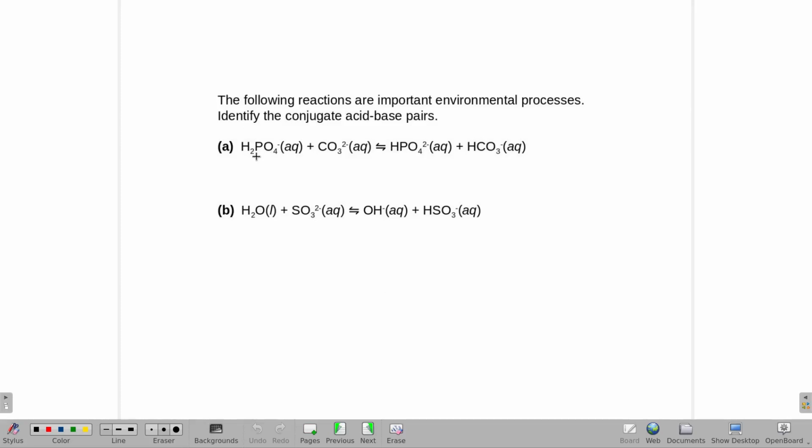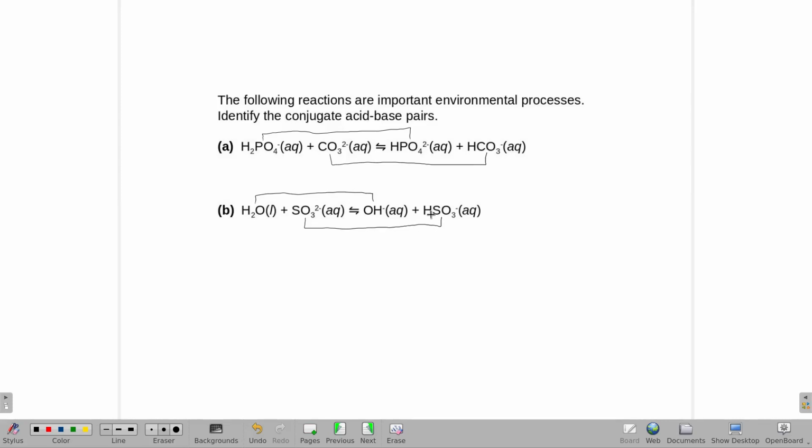What is the conjugate pair of H2PO4? Well, it must be just the HPO4 2 minus. And the pair with the CO3 is the HCO3. The water is paired up with OH, and the SO3 is paired up with HSO3. So those are the conjugate pairs.